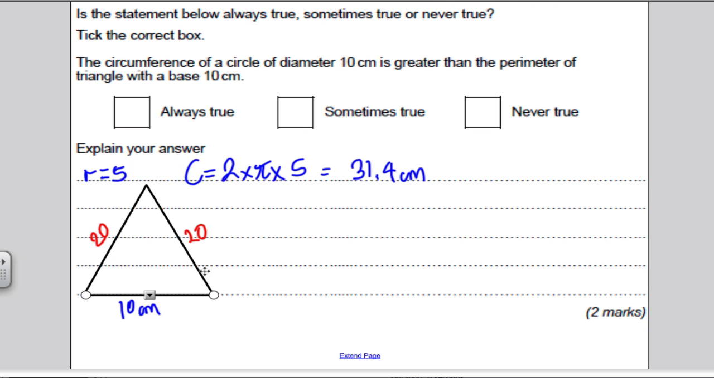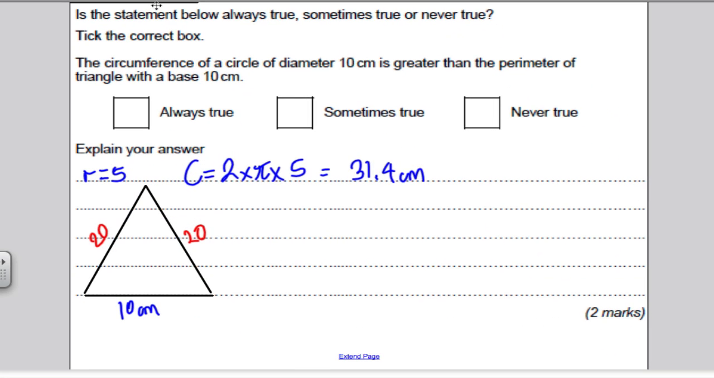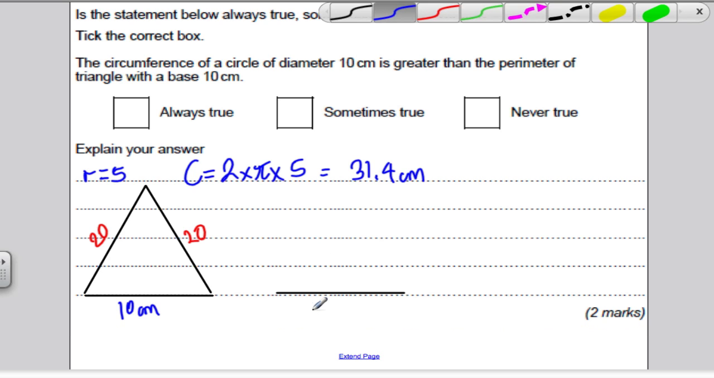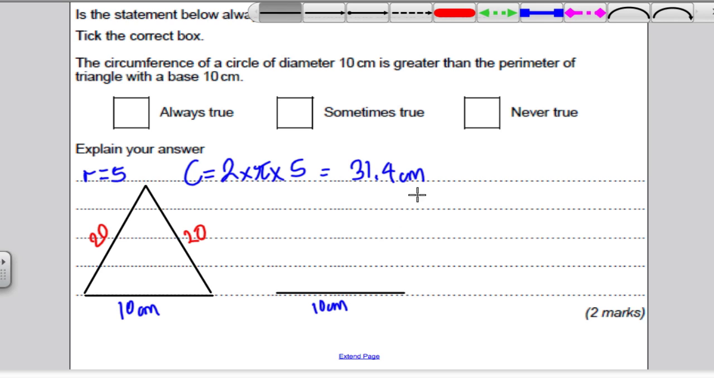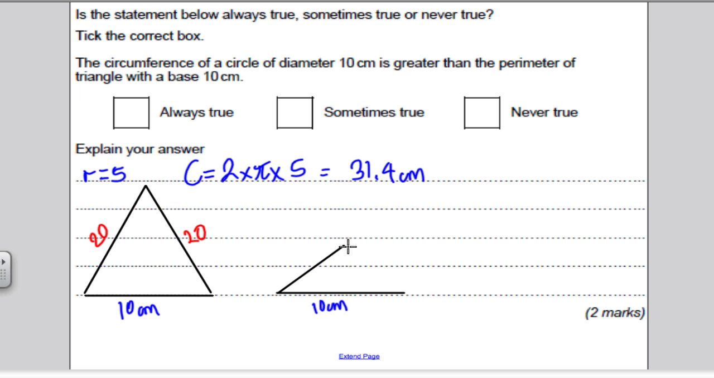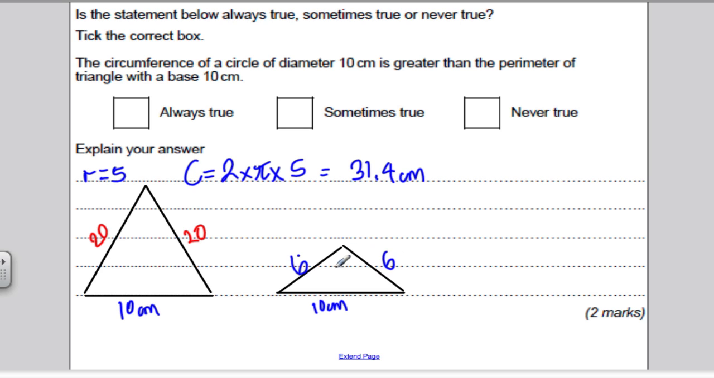Well, if we had our base as 10, could we construct a triangle so that it was less than 31.4? Well, look, we actually, in theory, could, because what if I chose these distances here to be, let's say, 6 and 6? Okay, this would certainly be a triangle because these two add up to more than this one, so they would meet.